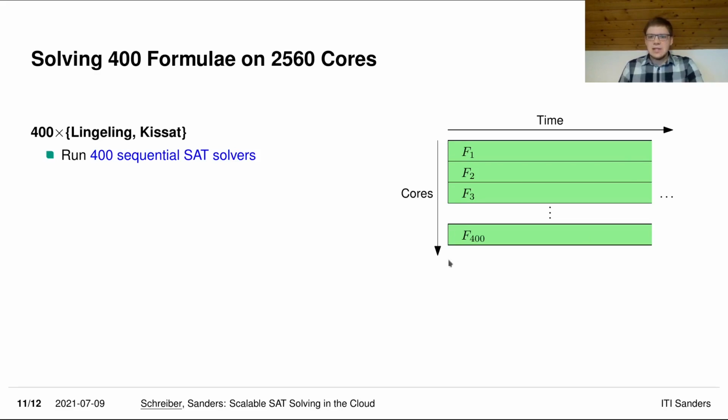In this little idealized scheduling diagram, we can see that we attribute each formula to one core and then we run them until they finish. And this is resource efficient because there is no redundant work being done. But on the other hand, it's suboptimal because not all cores are used. And also if one formula finished, then this core will just stay idle for the remaining time.